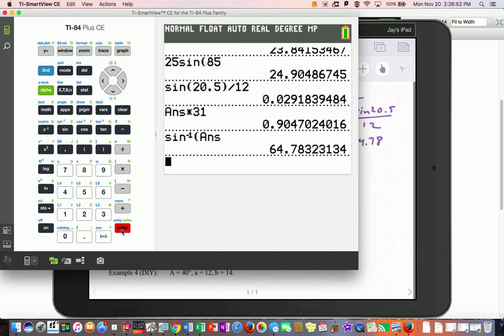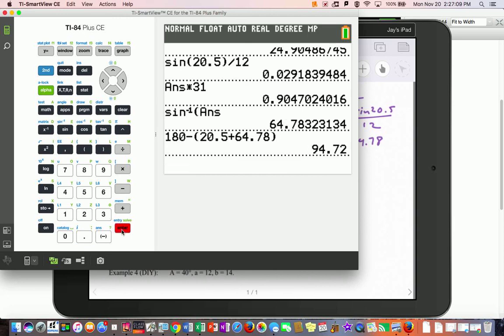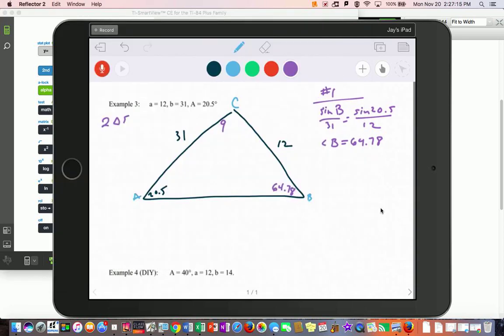Now I can do 180 minus 20.5 plus 64.78. And the missing angle up here would be 94.72.